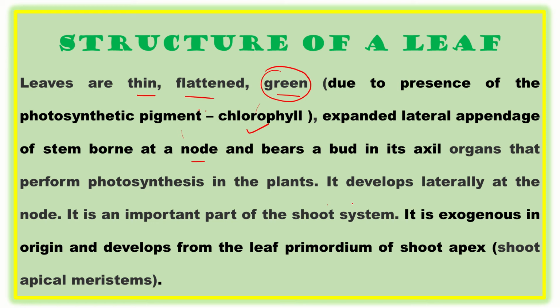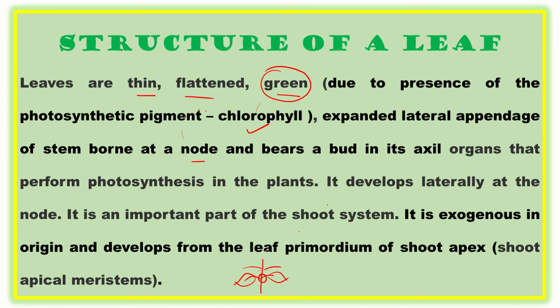It develops laterally at the node. Now, what does this mean? Develops laterally at the node. Suppose this is the stem. This part is your node. Fine. See, it is developing in this direction like this. So, it's developing laterally at the node.